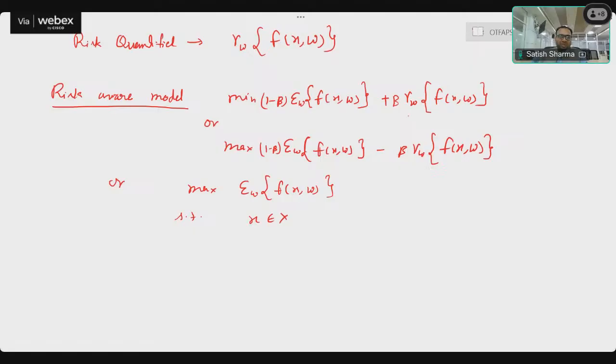But sometimes we can also put it like this, that whatever the risk value is, it should not be more than a particular value. So I can say, let's say, some delta. The risk value, whatever we have quantified, should be less than this particular value. So these are different ways of modeling the risk, and here we have added one extra constraint, which is a risk constraint.